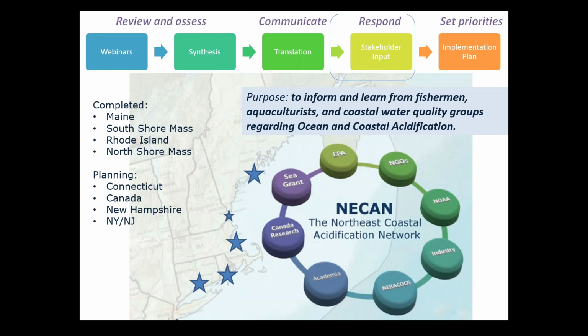So another important piece of what we're doing is really sitting down and talking with people whose lives and livelihoods are directly determined by what goes on in the coastal ocean. So it's really to learn from fishermen, aquaculturists, coastal water quality groups about what they see and are hearing and thinking about for ocean and coastal acidification. And I like the graphic that we have for NECAN that you can see here, because it really does get into the fact that it is a group of different organizations that are really working to address this situation.